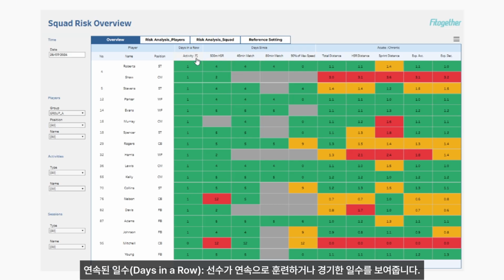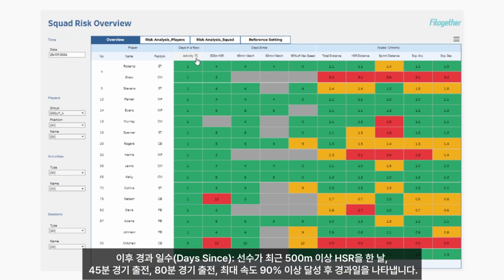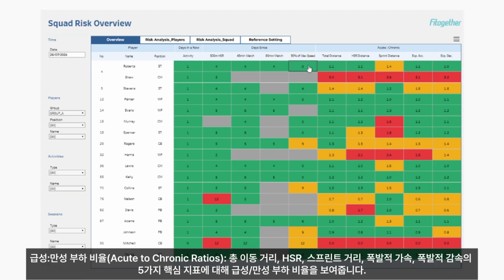The first is number of days in a row, which shows how many consecutive days a player has trained or played. Then we have the days since metrics. How many days it's been since the player last completed 500 meters of high-speed running, played 45 minutes in a match, played 80 minutes in a match, or reached above 90% of their maximum speed. This is then followed by the acute to chronic ratios for the 5 key metrics: total distance, high-speed running, sprint distance, explosive accelerations, and explosive decelerations.